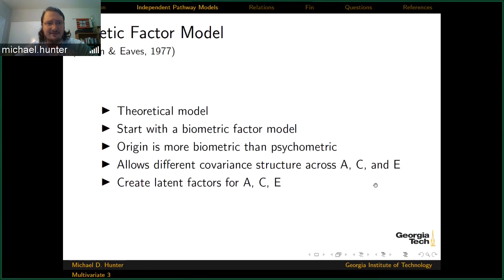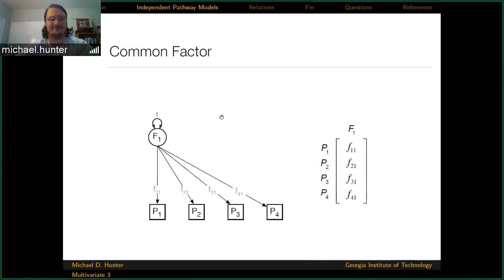The place I like to start when talking about the independent pathway model is with the genetic factor model and then adding components to that. So it is a theoretical model. The idea is you start with this biometric factor model. The origin is more biometric than psychometric, and then you allow different covariance structures across the A, C, and E components. You essentially create latent factors for the A component, latent factors for the C component, and latent factors for the E component in the independent pathways model. They're independent pathways through each of those components. That's the origin.